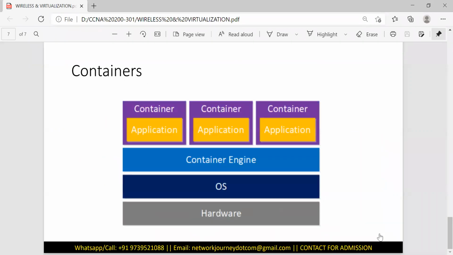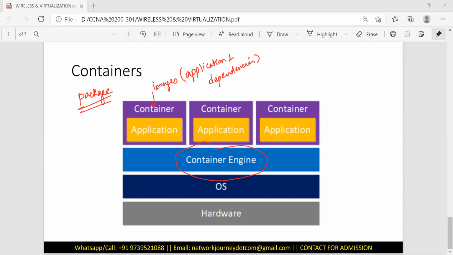So what you see now is there is a single operating system, the host operating system. You have to install the container engine to separate the different containers. These containers are nothing but images which contain your application and the related dependencies. You know that to run an application you need different packages and dependencies. So these containers are basically the package. In short, they are the package which has the application and the related dependencies.